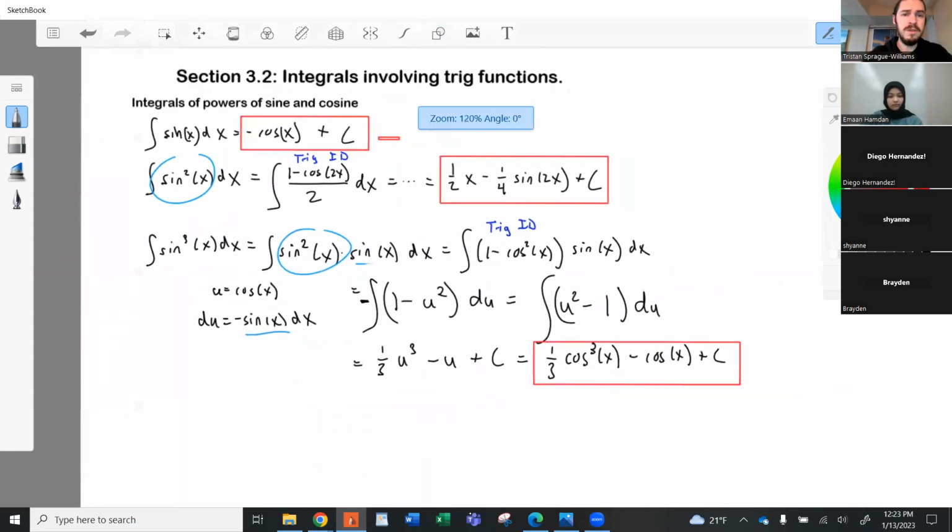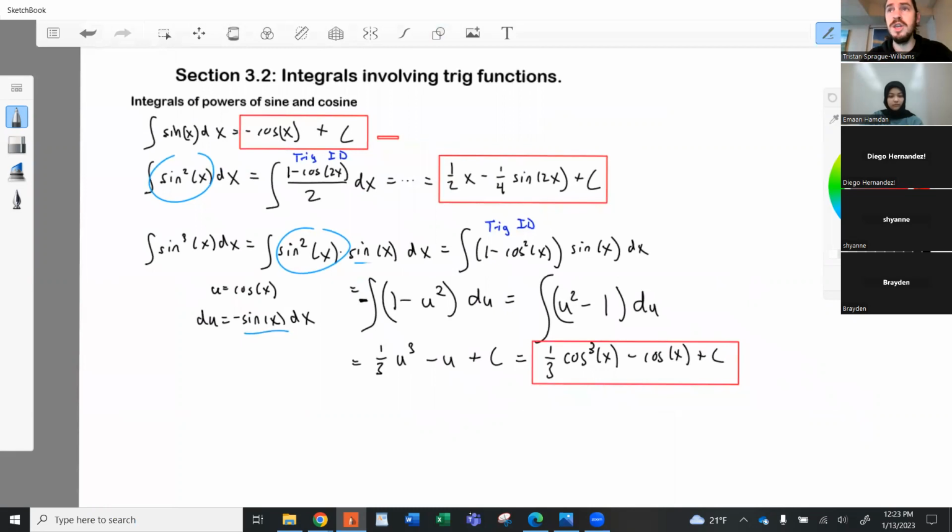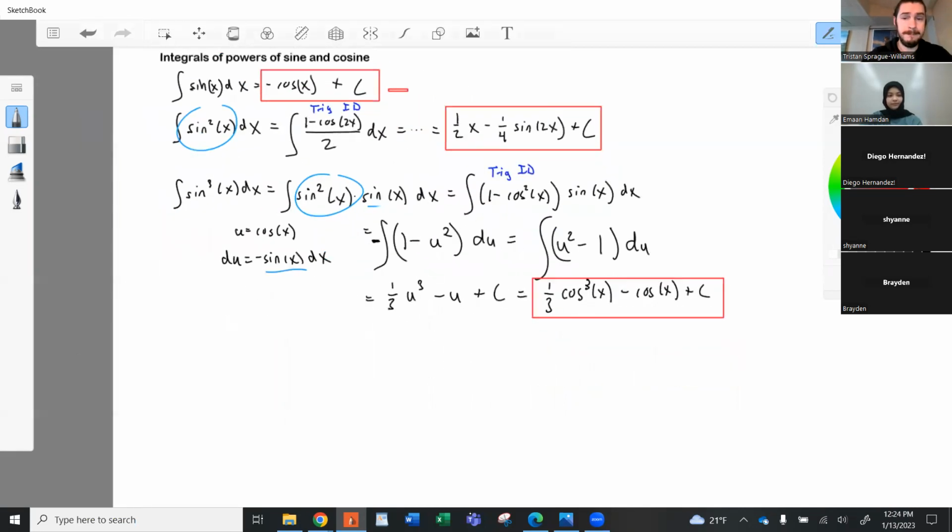Now, the sine squared and the sine cubed cases are typical strategies, which can then be extended to solve integrals of higher powers of sine. So suppose we had sine to the power 4.